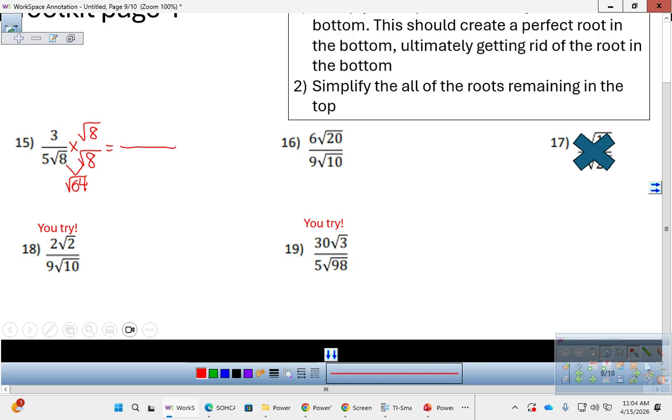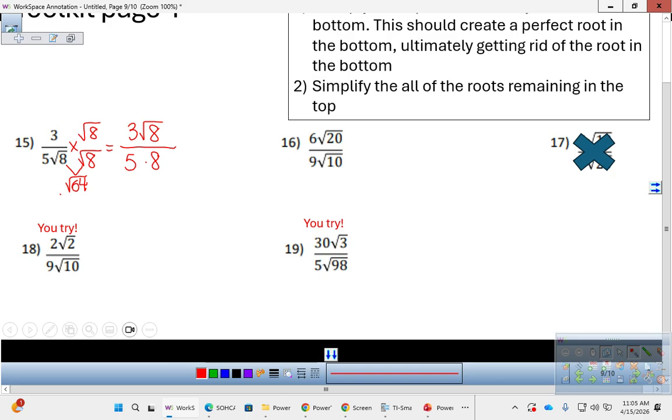So what happens to the bottom is the 5 that was rational is just going to stay a 5. I'm not doing anything to that. When I multiply the square root of 8 by the square root of 8 though, I get the square root of 64. So the bottom just becomes 5 times 8. I didn't touch the 5, I left it alone. We okay with that? Now the top is not the square root of 24, it's 3 square root 8. I can't do anything with that 3 and 8, they're not like terms.